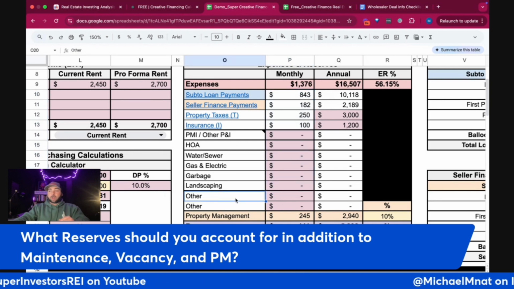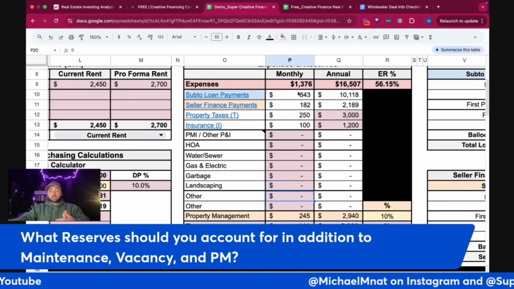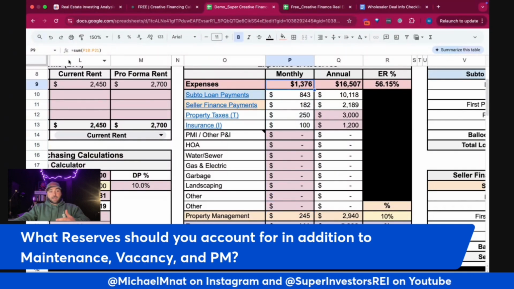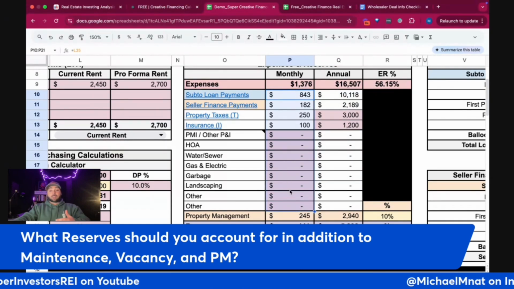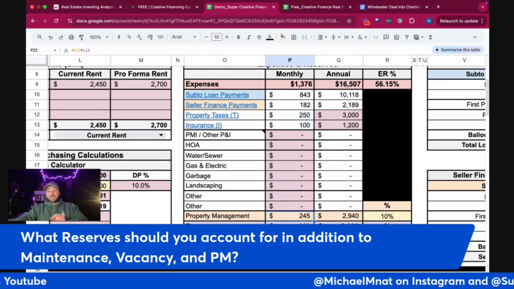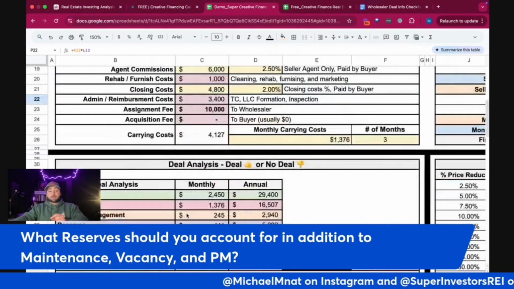You've got a pool cleaner, you've got whatever else that you're responsible for. That's your expenses plus your property management. So it's 1376 right here, which is P10 to P21. P10 is your sub 2 loan, all the way down to P21 right here. So not your property management. Your property management is distinct, and that is presented here.